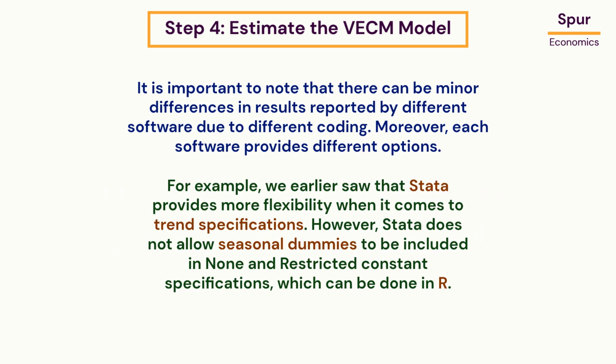It is important to note that there can be minor differences in results reported by different software due to different coding. Moreover, each software provides different options. For example, we earlier saw that Stata provides more flexibility when it comes to trend specifications. However, Stata does not allow seasonal dummies to be included in none and restricted constant specifications, which can be done in R.